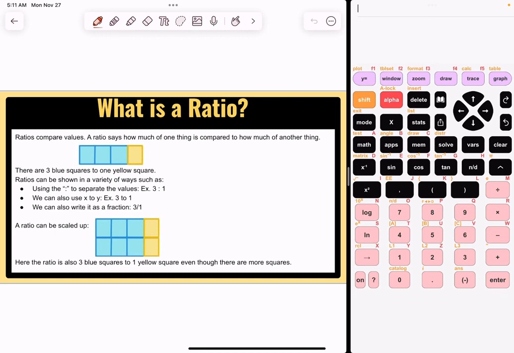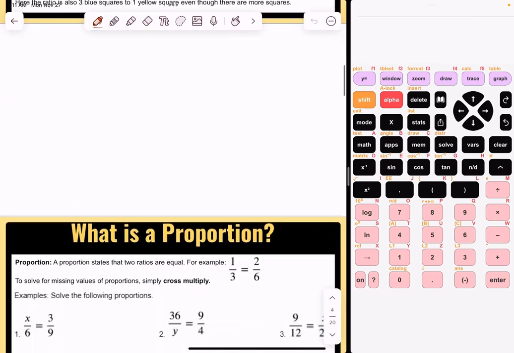A ratio can also be scaled up, so if we have a ratio 3 to 1 and we want to know about how much, if we have 6 blue, then we could just multiply both by 2 and we could say 6 to 2. So, yeah, that is a ratio.